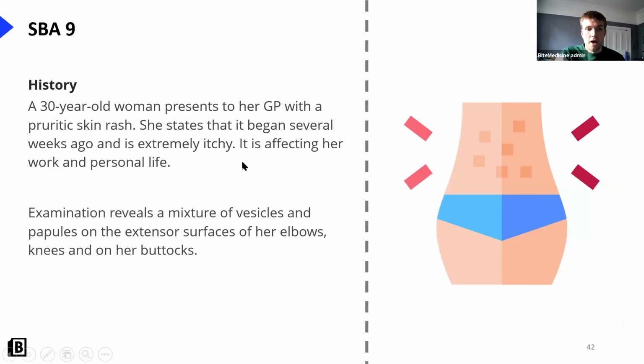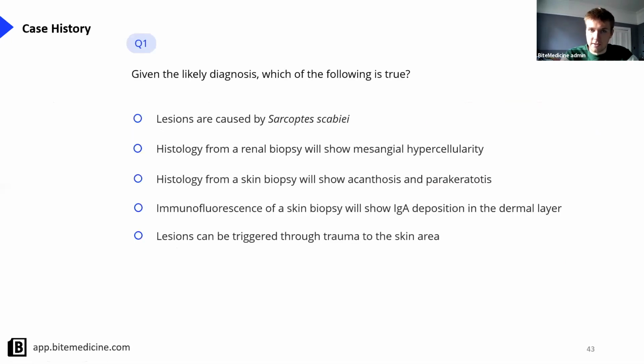So a 30-year-old woman, this one's a toughie. A 30-year-old woman presents to her GP with a pruritic skin rash. She states that it began several weeks ago and is extremely itchy. It is affecting her work and her personal life. Examination revealed a mixture of vesicles and papules on the extensor surface of her elbows, knees, and on her buttocks. Given the likely diagnosis, which of the following is true?